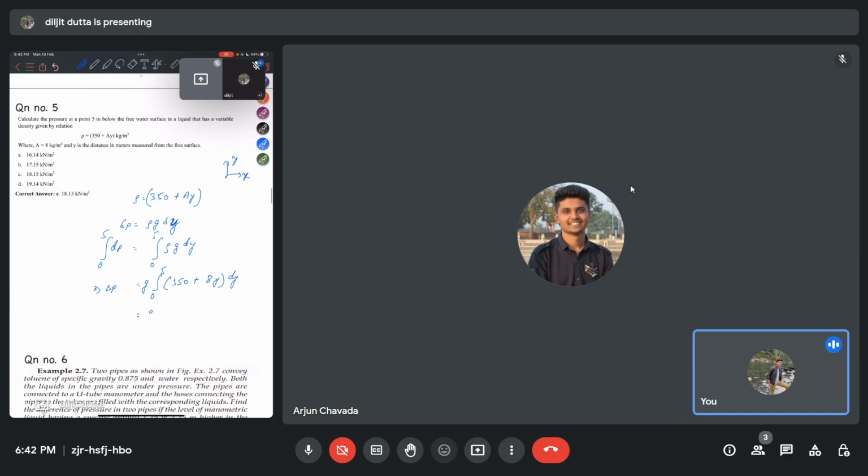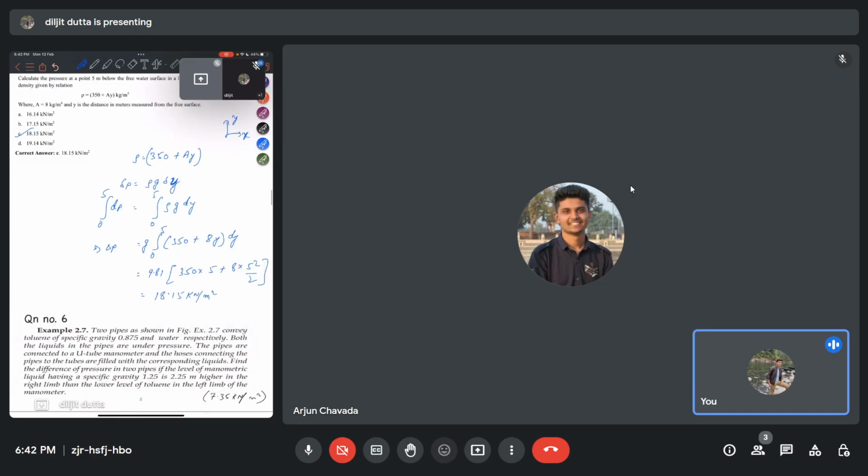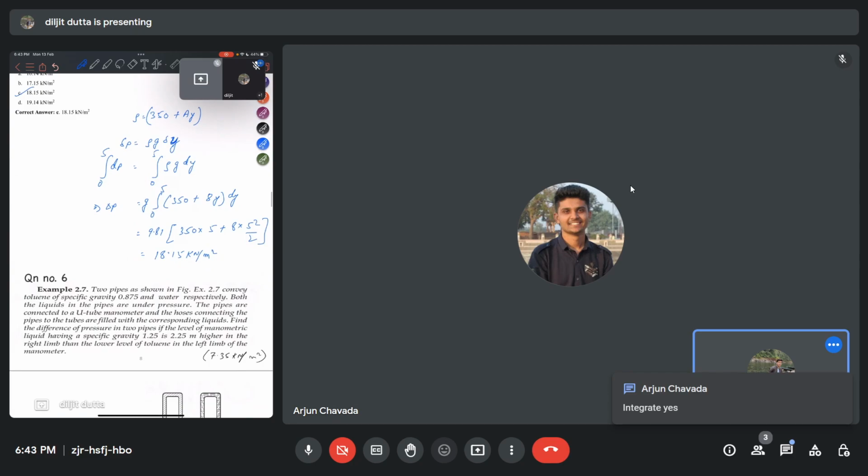Delta P equal to 9.81 into 350 into 5 plus 8 into 5 square over 2. So if you put the units, you will get around 18.15 kilonewton per meter square. It's very simple. Just you have to mind that since density is variable, you cannot directly calculate by rho Z. It's that formula. You have to integrate the value.